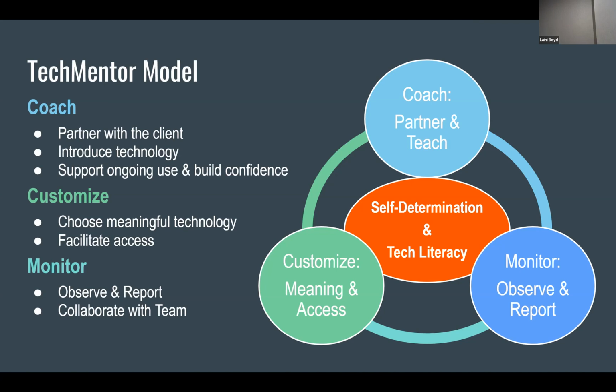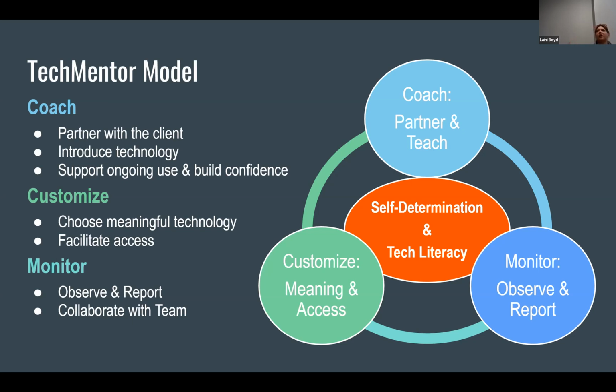So we're going to choose the technology together. We're going to help the person access it. Oh, this is my 10-minute warning. We're gonna help the person access it. And then we're gonna watch. We're gonna say, is that working? What do we need to change? What do we need to do? And the biggest piece to all of this is collaborating with the team.